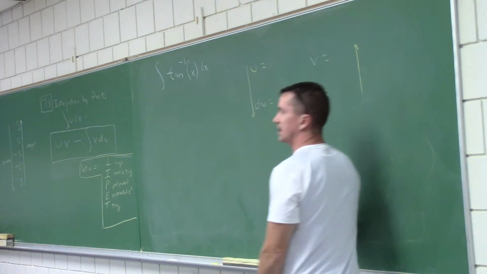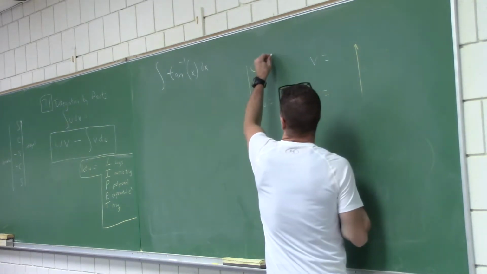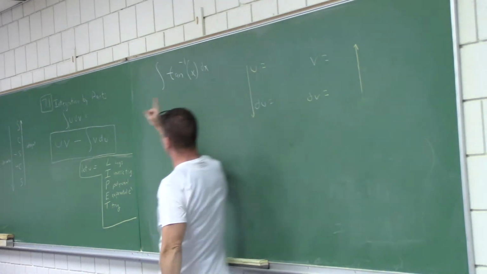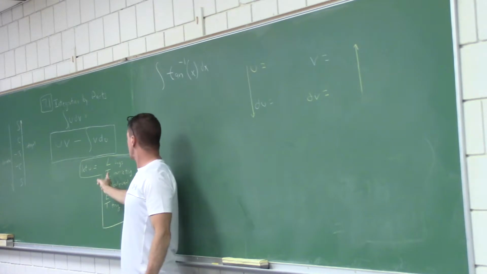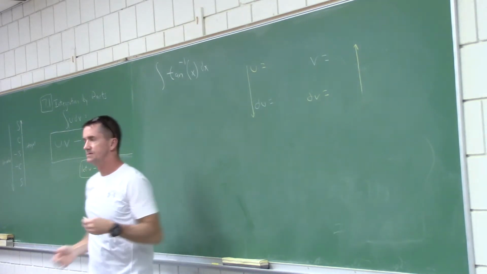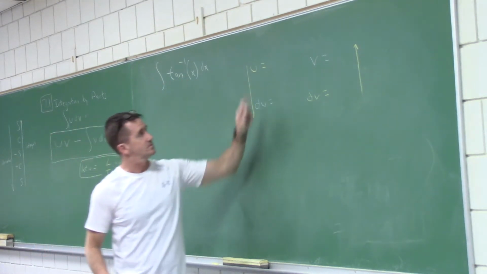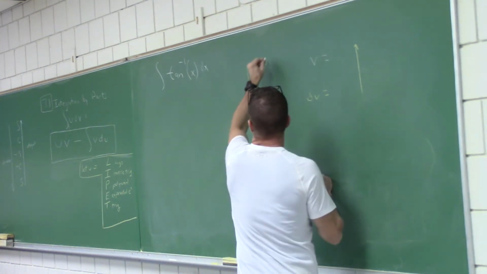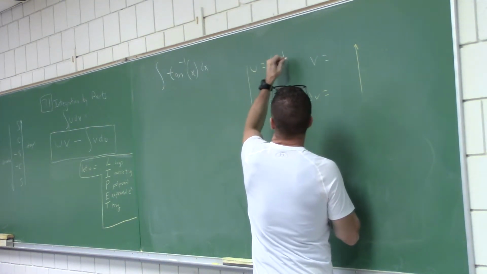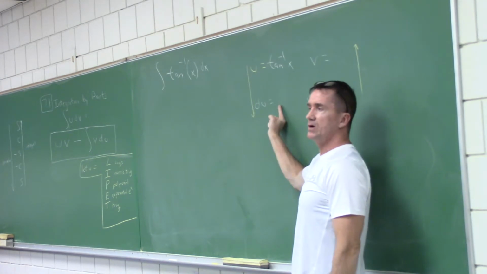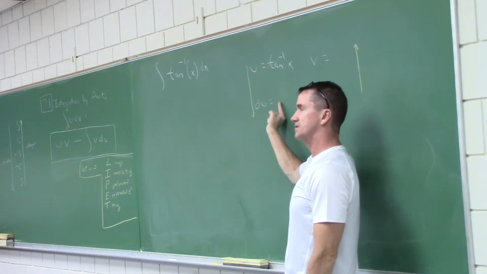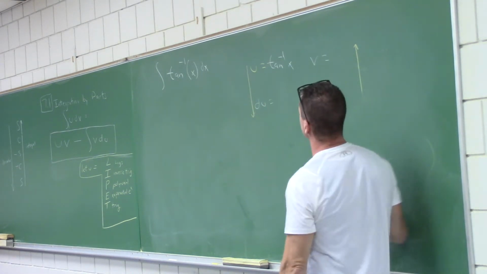According to LIATE, what should I let u equal to? Let's see. Is there any logarithms? Nope. Are there any inverse trig functions? Yes. It's the inverse tan of x. So that's what I'm going to let u equal to, the inverse tangent of x. So there's a challenge ahead. Do we know how to take the derivative of an inverse trig function, the inverse tan of x? So that's going to be coming up.